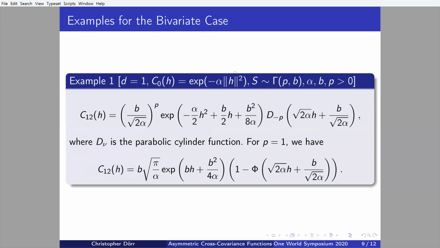To give you an example, if we take the Gaussian covariance function and the gamma distributed shift, we get this function here on the secondary diagonal, which is a product of an exponential and a parabolic cylinder function. For some special cases, this function simplifies just like here for the shape parameter p being 1, where it reduces to a product of an exponential and the survival function of the Gaussian distribution.